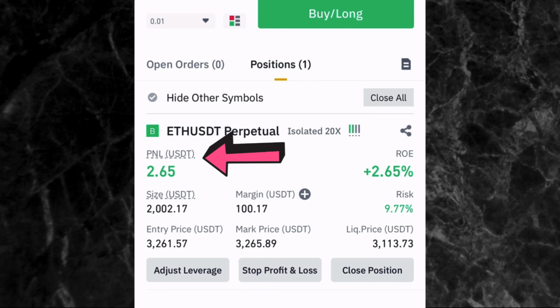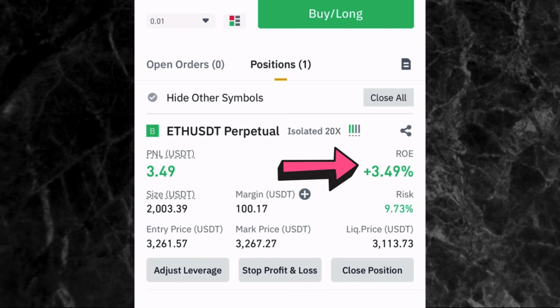So right now we are on $2 profit. And then at the other side where you have ROE, it's showing us the percentage of profit that we have made. So right now we have made 4% profit. You can see we're already making profit with our money.